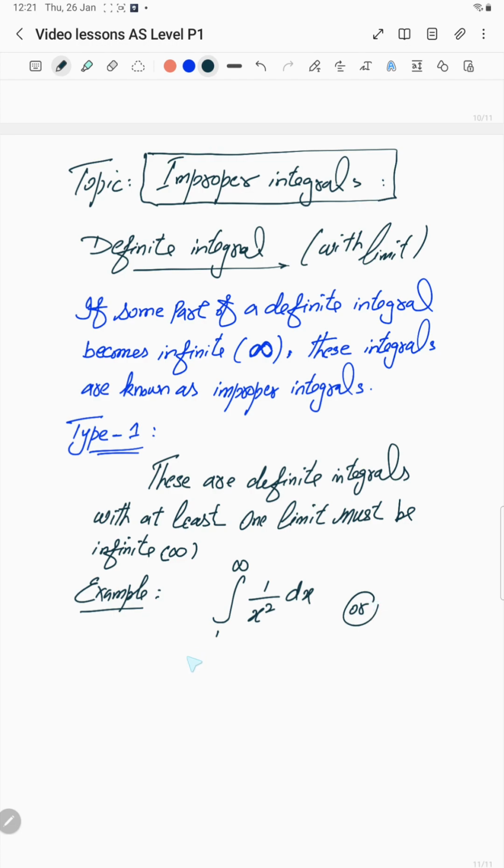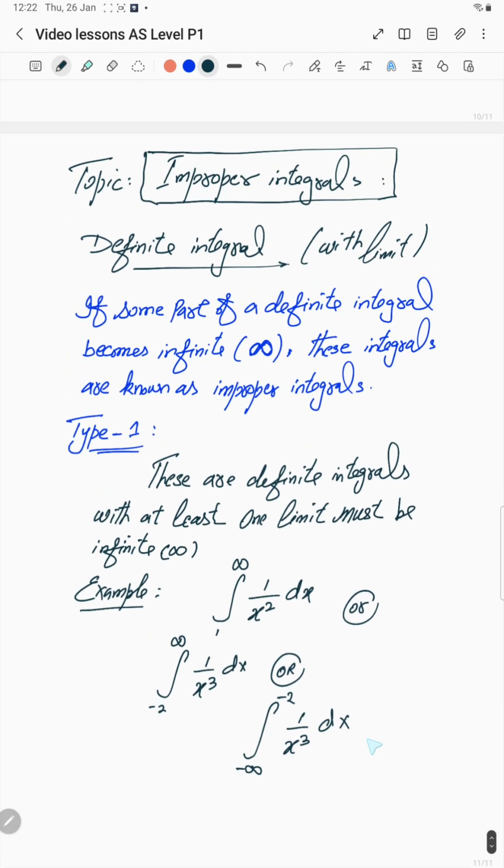Or we have minus 2 to infinity 1 over x cubed dx, or we have the integral from minus infinity to minus 2 of 1 over x cubed dx, or we have minus infinity to plus infinity, even both, of 1 over x squared dx. So these are the kind of improper integral in which at least one limit should be infinite. Both limits can be infinite like this, or at least one limit should be infinite.